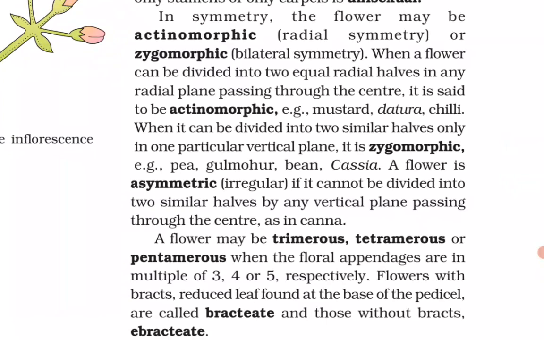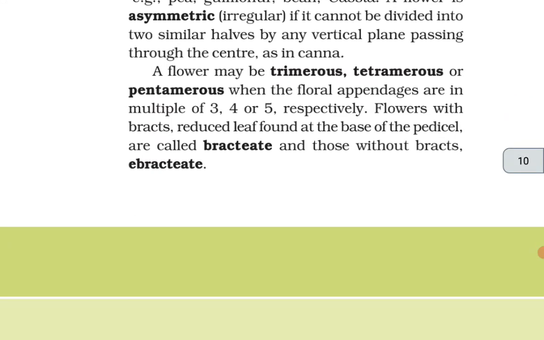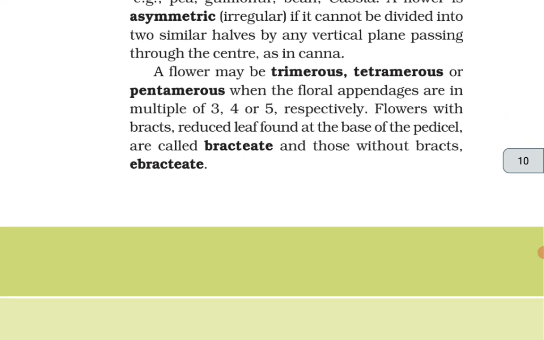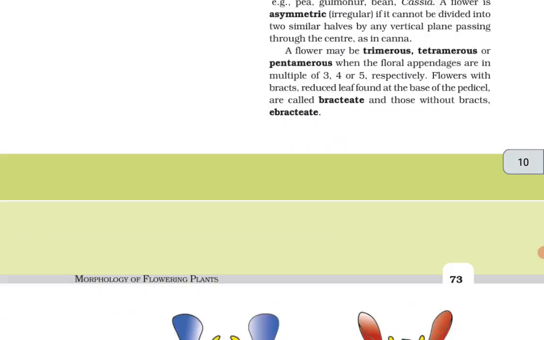A flower is asymmetric or irregular if it cannot be divided into two similar halves by any vertical plane passing through the center, as in canna. A flower may be trimerous, tetramerous, or pentamerous when the floral appendages are in the multiple of 3, 4, or 5 respectively. Flowers with the bracts, reduced leaf found at the base of the pedicel, are called bracteate, and those without bracts are called ebracteate.